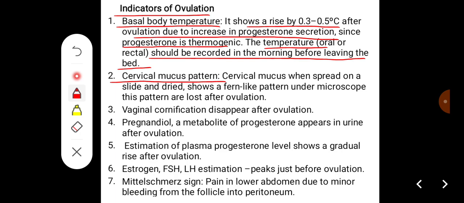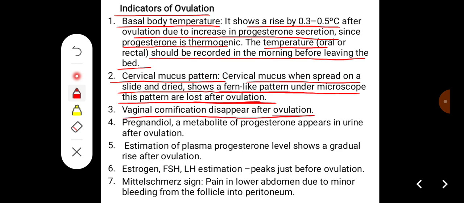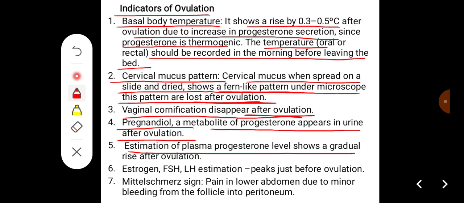The cervical mucus, spread on a slide and dried, shows a fern-like pattern under the microscope, and this pattern is lost after ovulation. Vaginal cornification disappears after ovulation. Pregnanediol, a metabolite of progesterone, appears in urine after ovulation. Another indicator is estimation of the plasma progesterone level, which shows a gradual rise after ovulation. Estrogen, FSH, and LH estimation shows a peak just before ovulation.